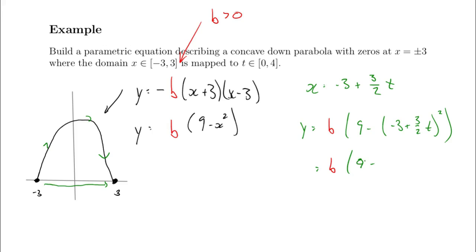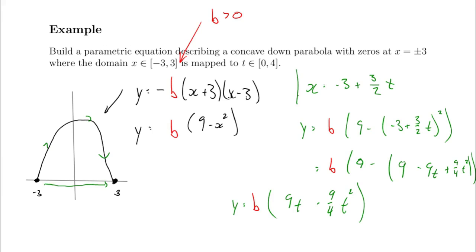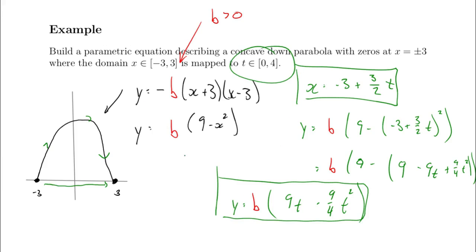So this is 9 minus this stuff squared. Negative 3 squared is 9, and then we have negative 3 times 3 halves. That's negative 9 halves, but we multiply it by 2, so that's 9t, and then we square the last term, so that's 9/4 t squared. All right, so y, then, is going to be b times (9 minus 9, which is 0, and then we have positive 9t, and then minus 9/4 t squared), where b is just whatever scaling factor we want. So this is our parametric function on this interval that defines our parabola.